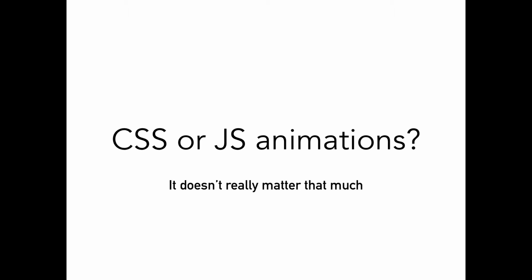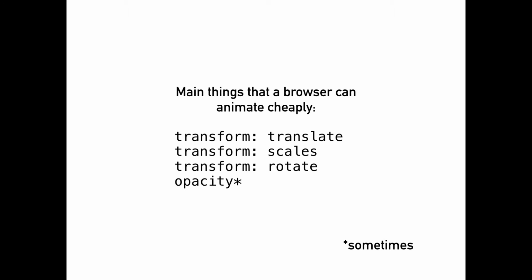But these days, the main thing that really matters is what properties you're actually changing when you're animating. The main ones you can change quite a lot or quite frequently in today's browsers are translating things, moving around, scaling, rotating, and also in some cases opacity. The reason for this is because these things can be done basically on the GPU.